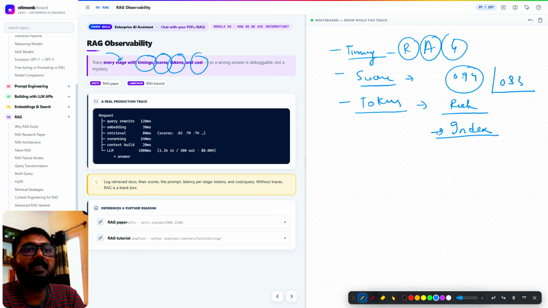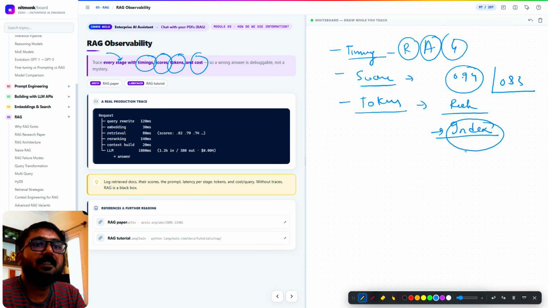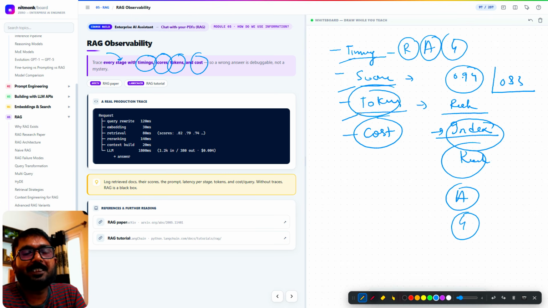From indexing, because there is a need of building the embeddings, you spend tokens, to indexing, to retrieval, to augmentation, because this retrieval goes to the LLM and then generates, so you need tokens because of the LLM, and then generation will happen, then tokens. So timing, scores, tokens, and then cost. Wherever tokens are involved, because it's a transformer and LLM, you have to pay the cost. That all comes under RAG observability, and you have to involve this.